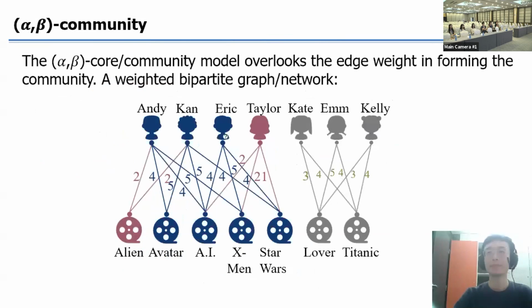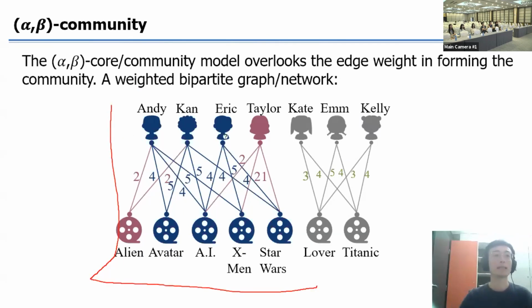However, the alphabetical core and the alphabetical community model only ensure the structure cohesiveness, while overlooking the edge weight in forming the community, which is also a very important factor. For example, in this user movie network, each edge has a weight denoting the rating of a user to a movie. So if we apply the alphabetical community model to search a community of Eric, we'll find this subgraph. And we can see it will include the movie Alien, which is not liked by Andy and Ken. And also, it will include the user Taylor, who has low ratings to 3 movies in this category, which means that she may not be interested in such genre of movies.